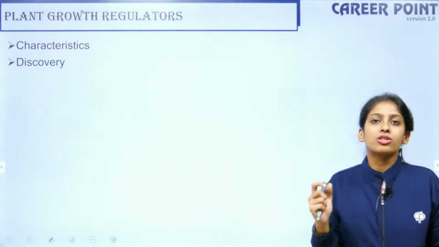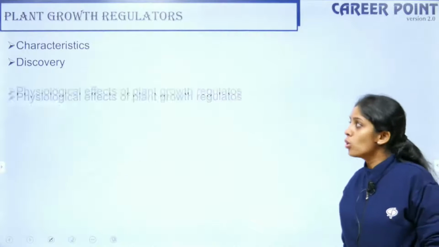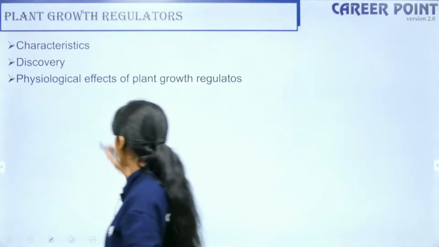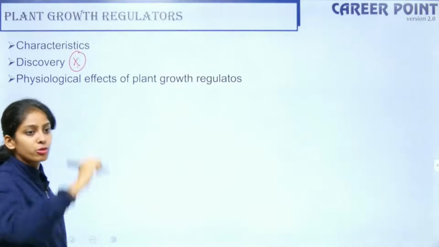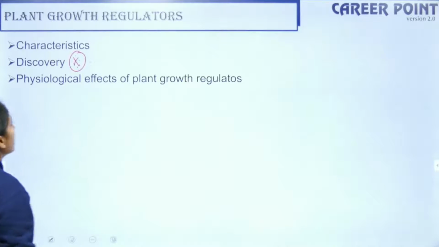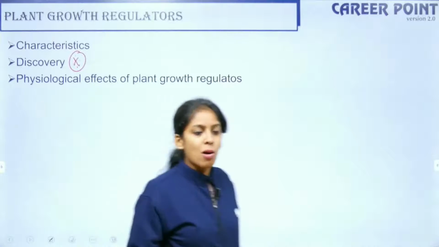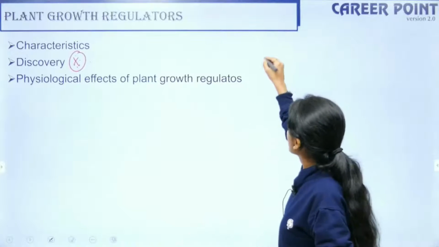So how should a plant growth regulator be? Then who discovered it? This discovery is pretty important because in statement based questions you have confusing statements. Alright, then physiological effects of plant growth regulators. By now I guess you know what the plant growth regulators are.